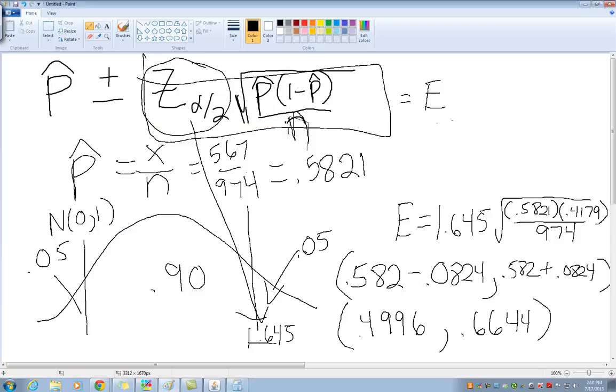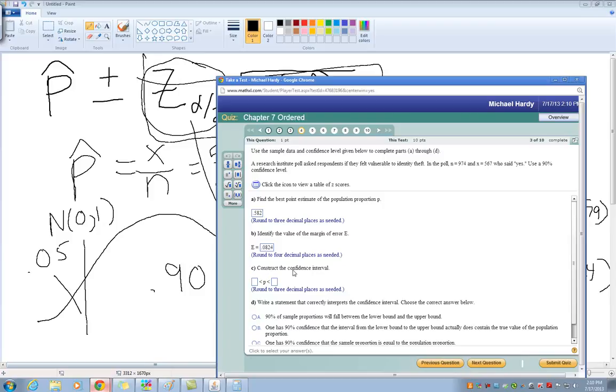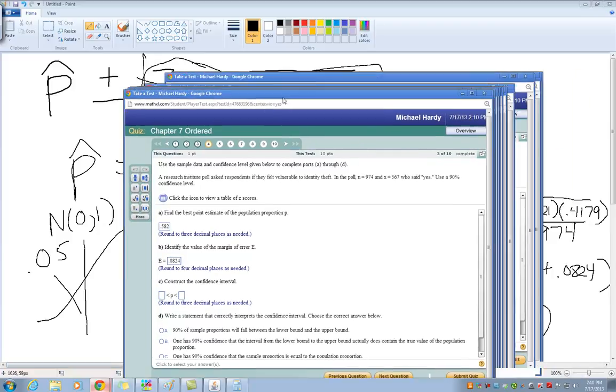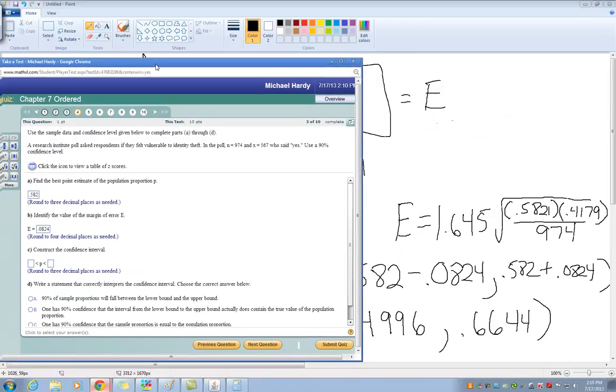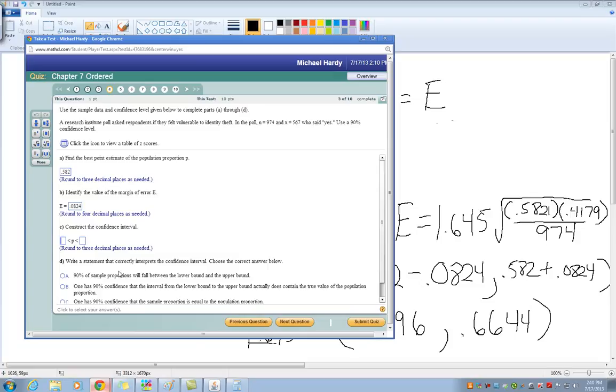Okay? Now, let's see what the blank is looking for. Rounded to 3 decimal places. So out to 3 decimal places, 0.4996 becomes 0.5. We have to round up to 0.500. Okay. On the high end, we've got 0.6644. That ends up rounding to 0.664.